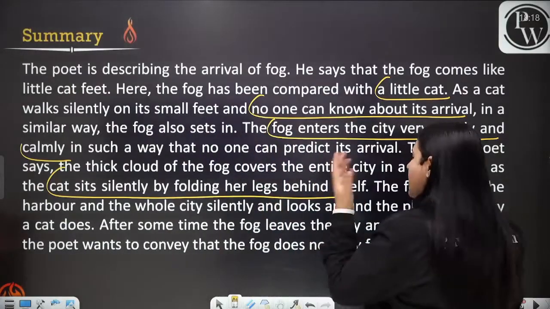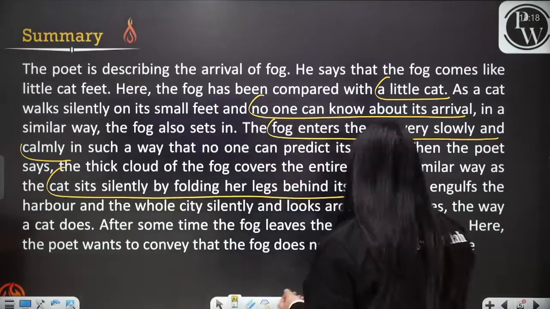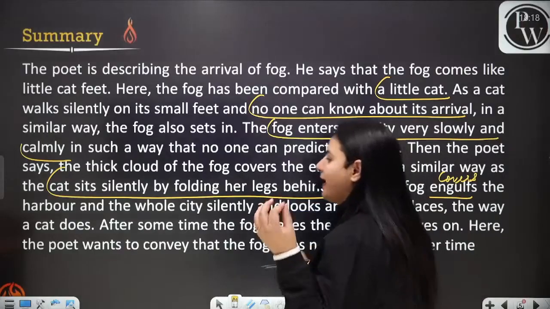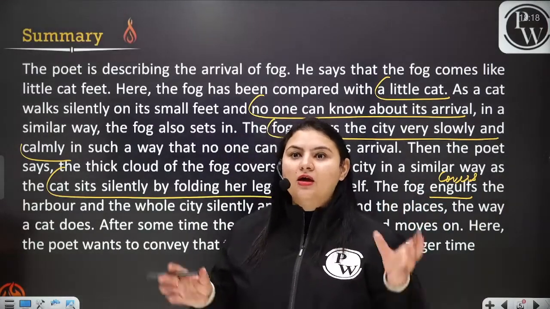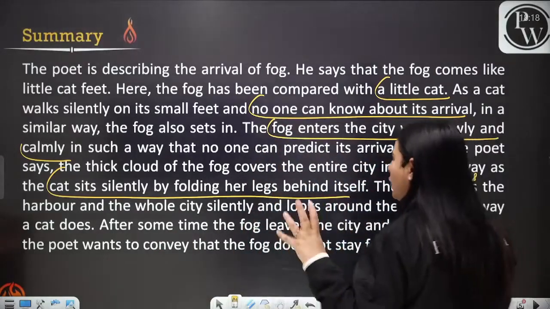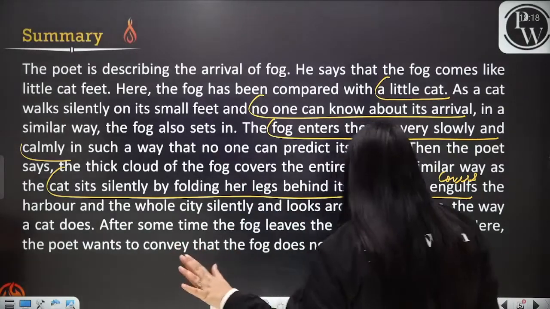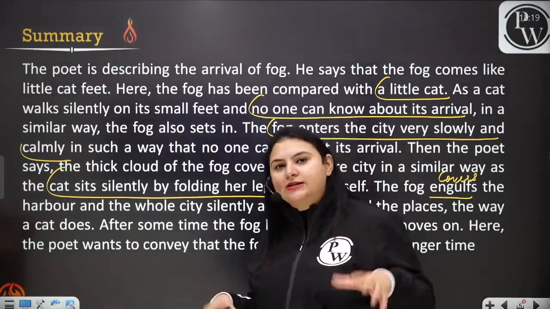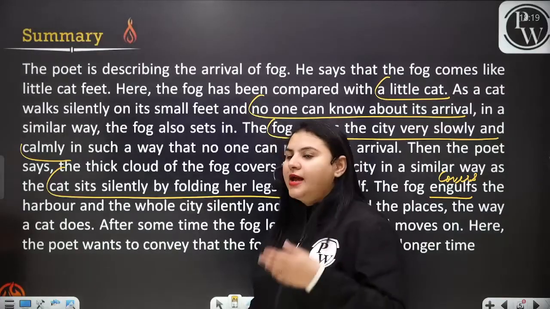The fog engulfs the harbor. Here it means that it covers the harbor. You cannot see anything. You cannot see the harbor clearly. You cannot see anything when the fog comes, and it covers the whole city silently, without any noise. The fog doesn't make any noise around the places, the way a cat doesn't. When a cat comes, you cannot tell it's coming, just like the fog.